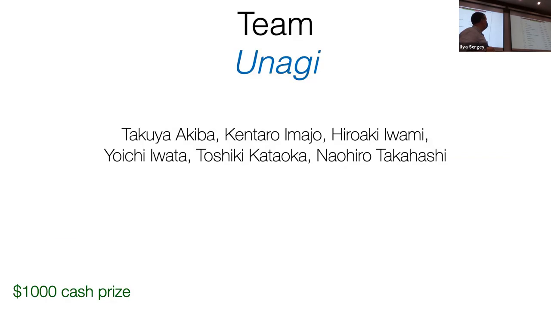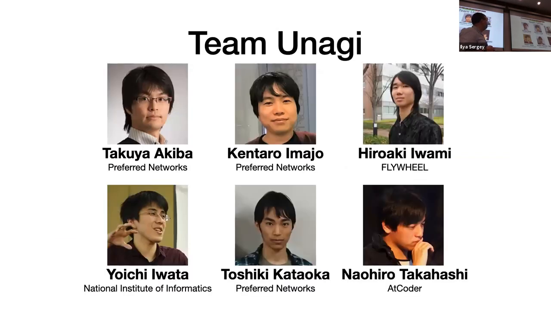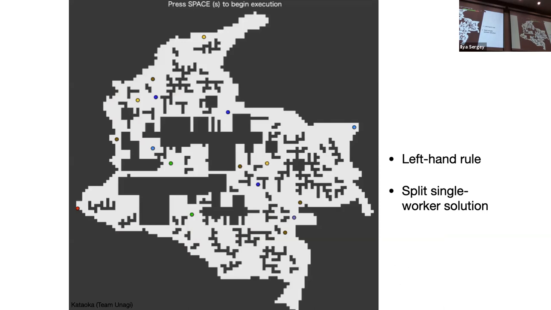And for first place, we have this team Unagi, which is basically 6 people who work for Google. I don't know what else they're doing in their life, but they are competing a lot. And they all have some non-trivial positions on TopCoder and other competitions.